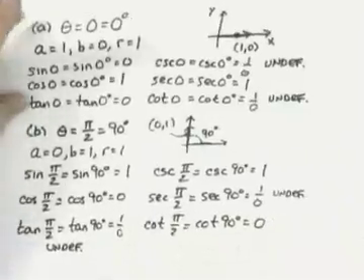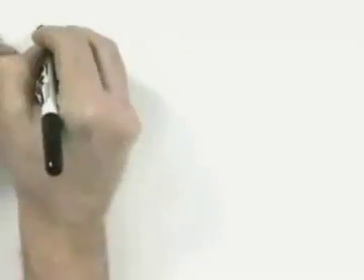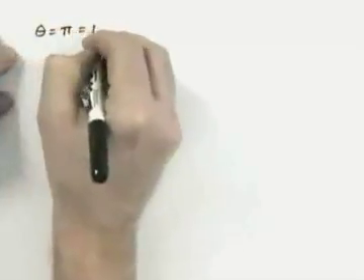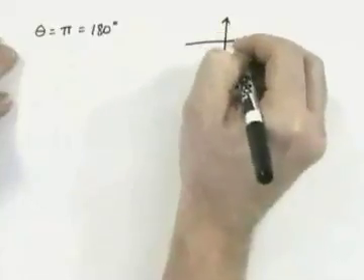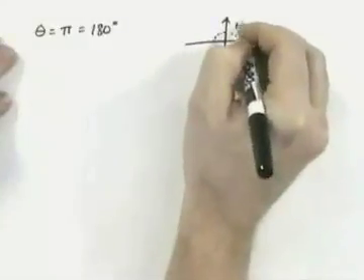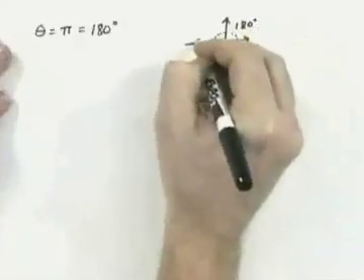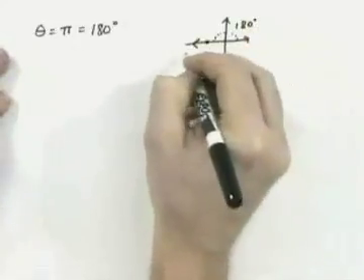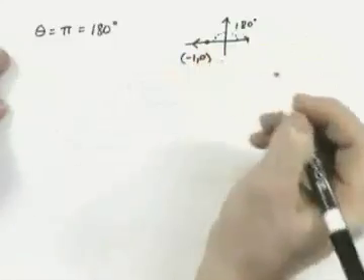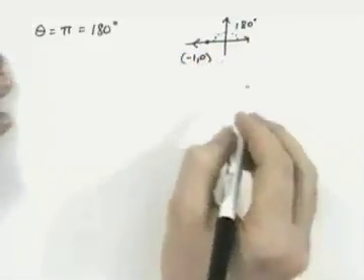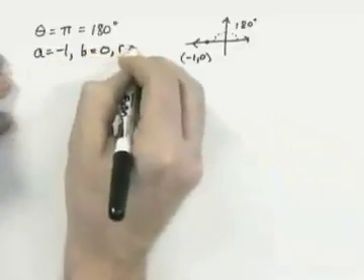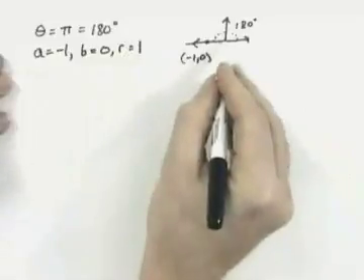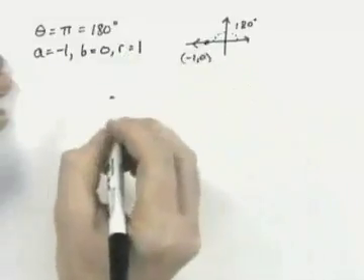2 more to go. We're going to now go to 180 degrees, or pi radians. So theta is pi, or 180 degrees. Same logic here. You draw your angle. This time the angle is 180 degrees, which means the terminal side's on the negative x-axis. Pick any point you feel like on the negative x-axis. Negative 1, 0 seems to be the easiest one to work with. That means that A is negative 1, B is 0, R is 1. Because remember, R is the distance from the origin to the point on the terminal side.